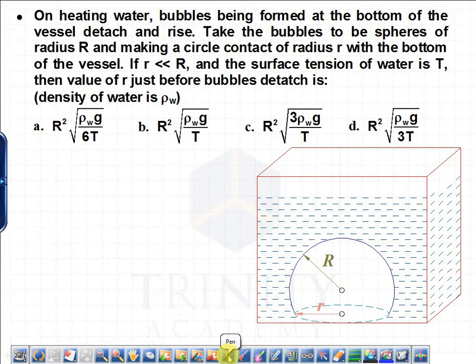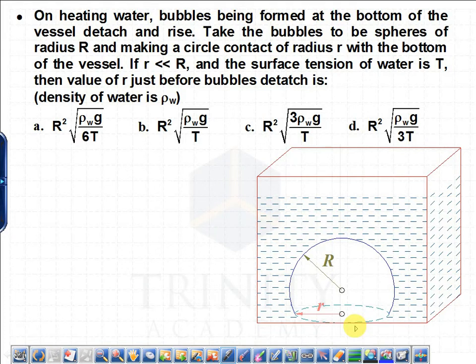On heating water, bubbles being formed at the bottom of the vessel detach and rise. Take the bubbles to be spheres of radius capital R, making a circle of contact of radius small r with the bottom of the vessel. If small r is much less than capital R and the surface tension of water is T, then the value of r just before the bubbles detach is to be found.